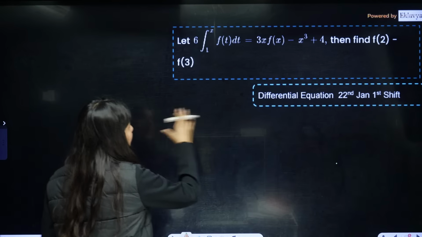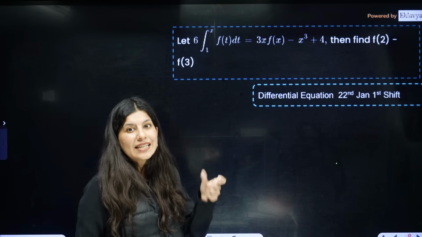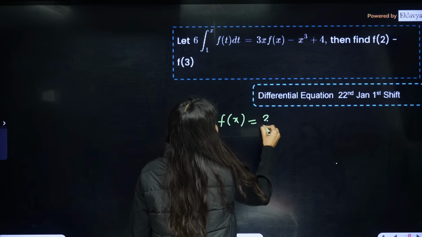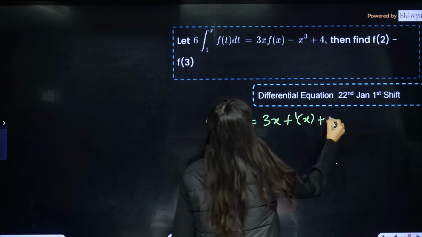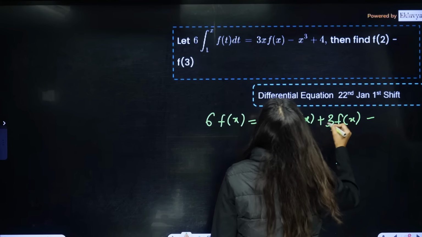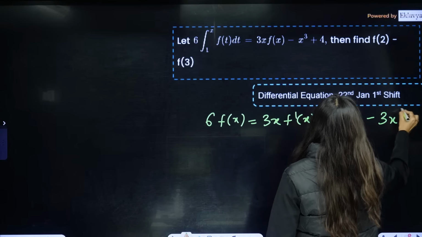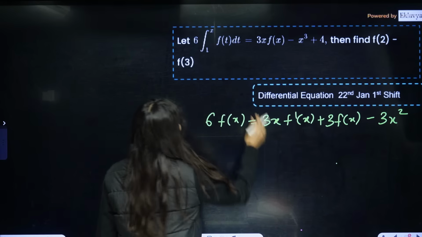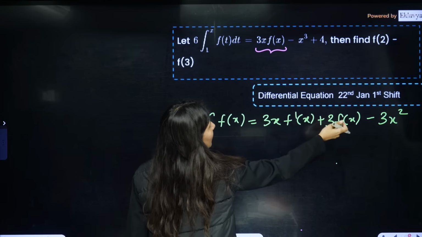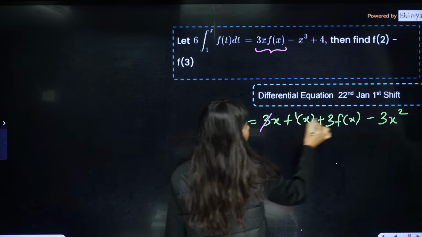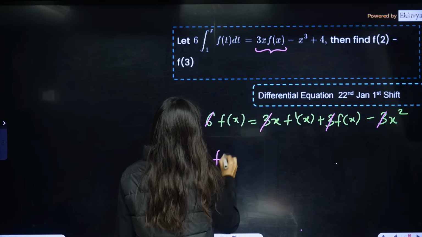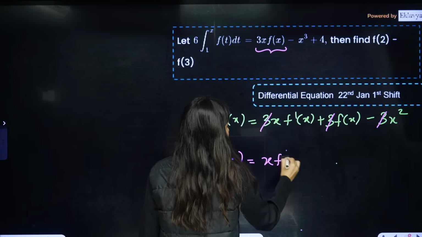First of all, this type of question can be done using Leibniz rule. You have to differentiate first. So 6 f of x is 3x f dash x plus 3 f of x minus 3x square. So I have differentiated it. How? Leibniz rule, product rule: x constant f dash x plus 3 f x minus 3x square. So this is going to be 3, 3, 3, and this is your 2. So 2 f x minus f x is going to be just f of x equals x f dash x minus x square.